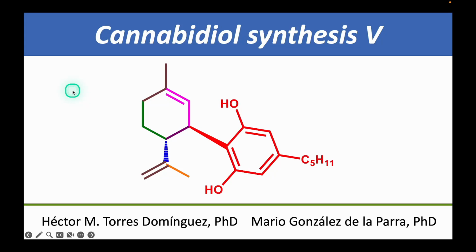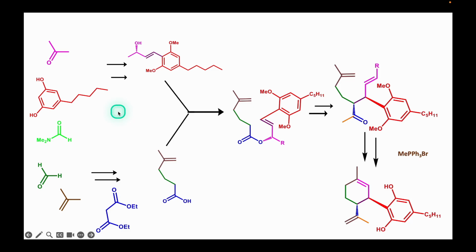Hello, in this video, we present the fifth synthesis of cannabidiol, which is in accordance with the retrosynthesis number 4 that was presented in the previous video. In this synthesis, the chiral allylic alcohol and the methylhexanoic acid are both prepared in a parallel fashion, starting from commercially available raw materials.